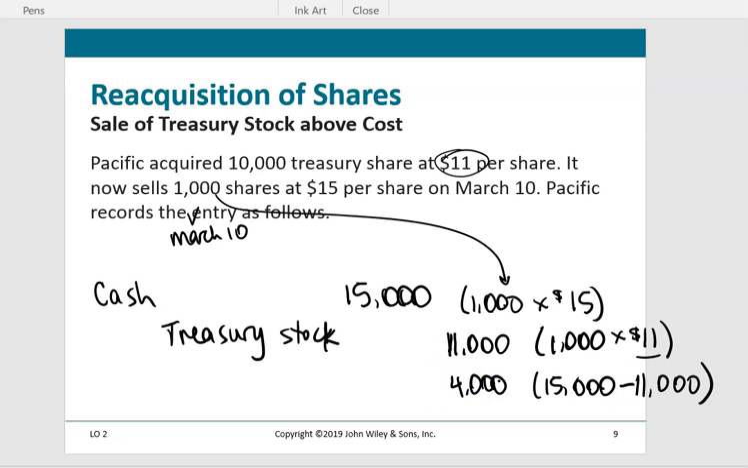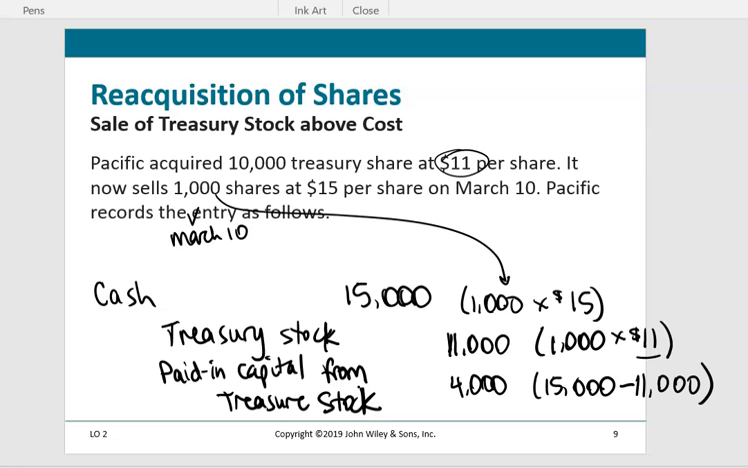Well, GAAP says we are not allowed to record this as a gain. It is our own stock. If this was another company's stock, we bought low and sold high, we would, of course, record a gain. In this case, when it's our own stock, GAAP says we cannot record a gain. What we do is we record the difference to the account paid in capital from treasury stock. This is a stockholders' equity account used to track these not really gains, but increases in cash related to treasury stock.